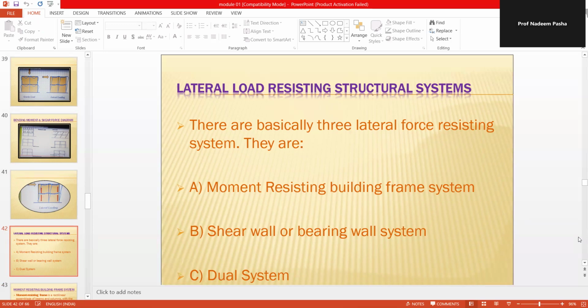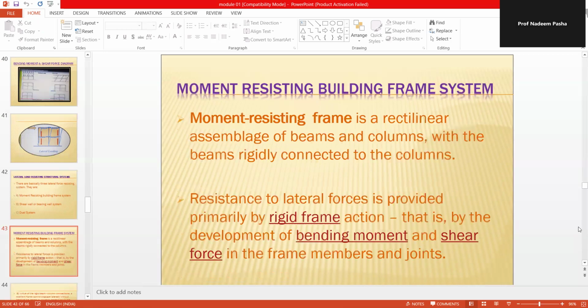As we are aware, we need to construct an earthquake resistant structure. Earthquake resistant structure means what? A structure that can withstand different types of loads during an earthquake. For that we need to understand the lateral load resisting structural systems, because when an earthquake comes, lateral loads play a very important role. There are basically three lateral force resisting systems. Number one, moment resisting building frame system. Number two, shear wall or bearing wall system. Number three, dual system. We will see these in detail.